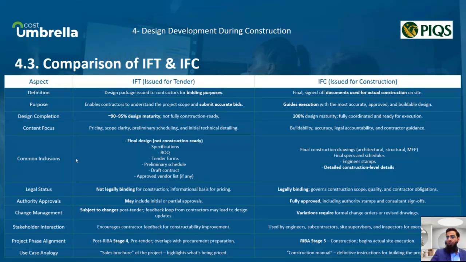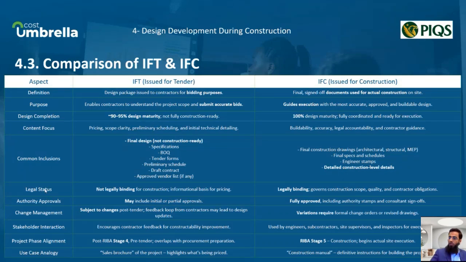For common inclusions, IFT is the final design, but not for construction. It includes specification, BOQ, tender forms, preliminary schedule, draft contracts, and approved vendor list, if any. And the IFC package consists of final construction drawings, architecture, structure, MEP, etc., final specification and schedules, engineering stamps, and detailed construction level detail.